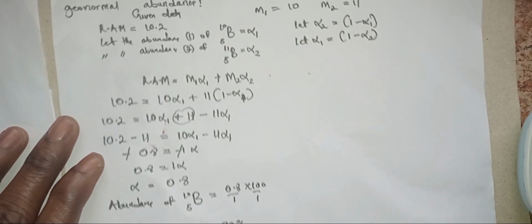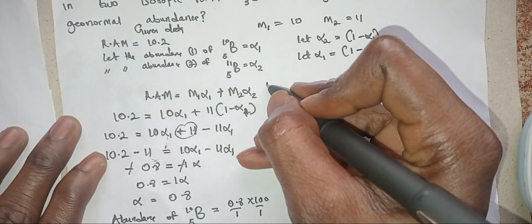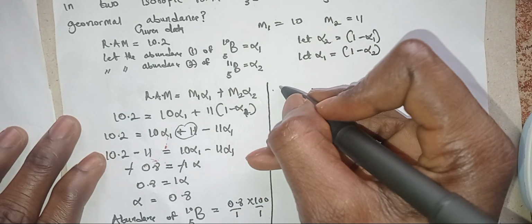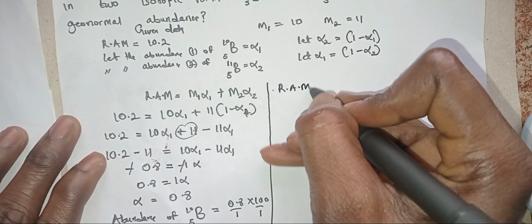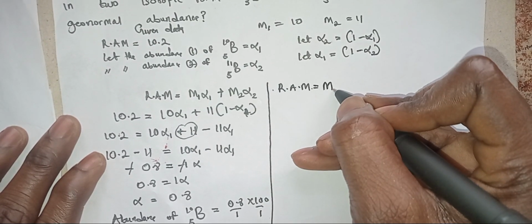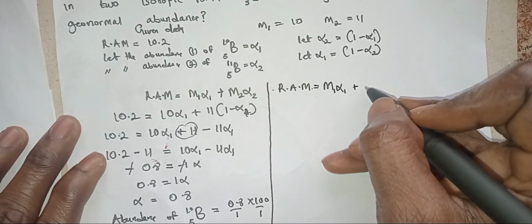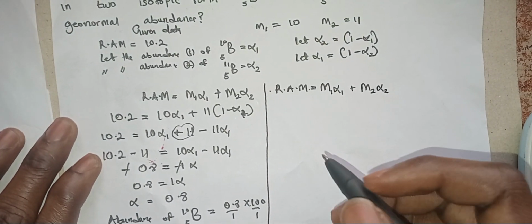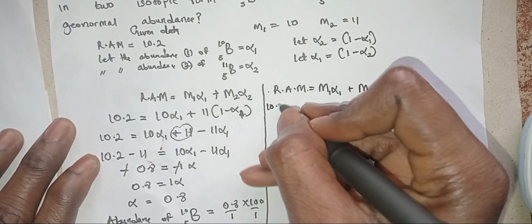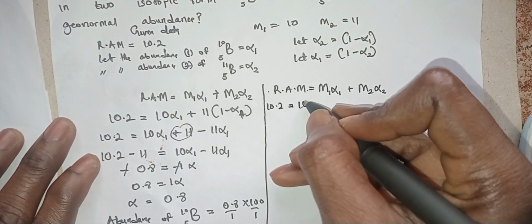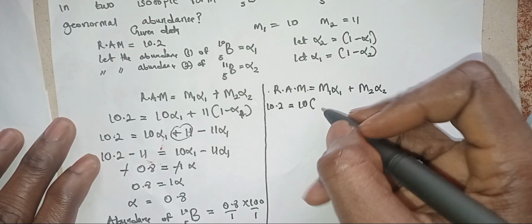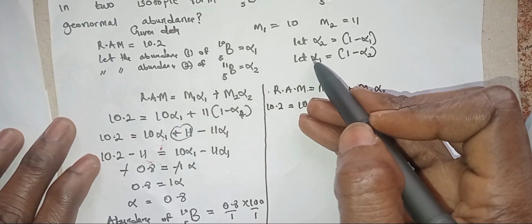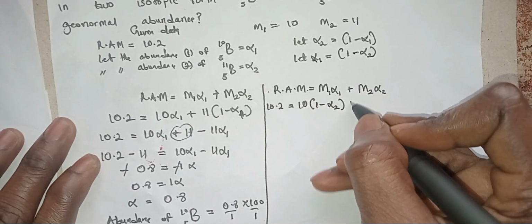So for the second one, let's divide it into two so that we will not have anything mixed up. Relative atomic mass will be equal to M1 abundance 1 plus M2 abundance 2. So we want to solve for the second one. So 10.2 will be equal to 10. We are going to make abundance 1 equal to 1 minus abundance 2.